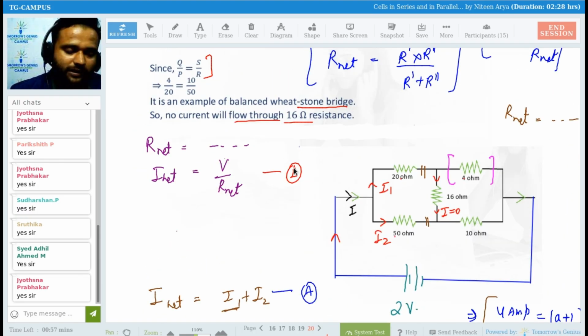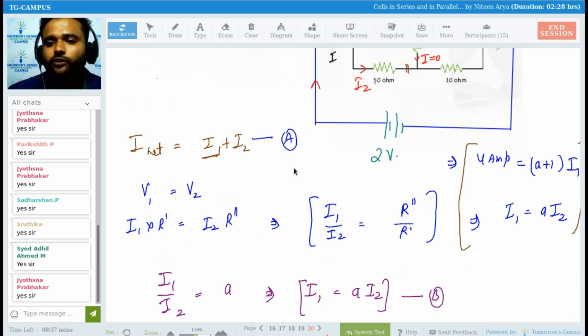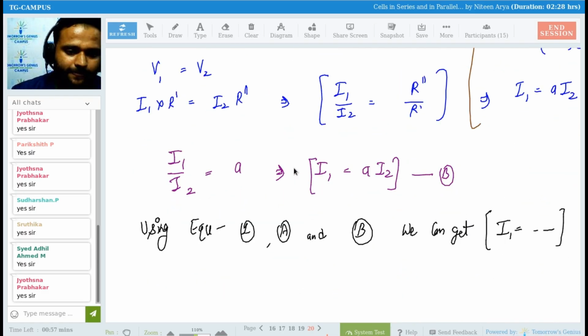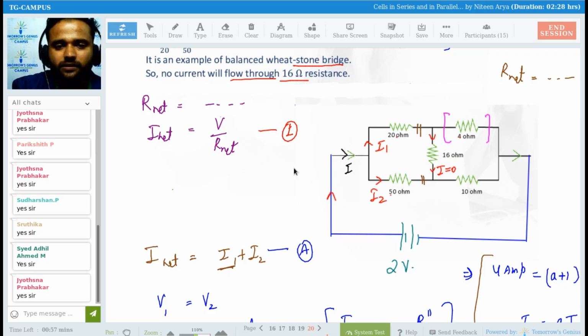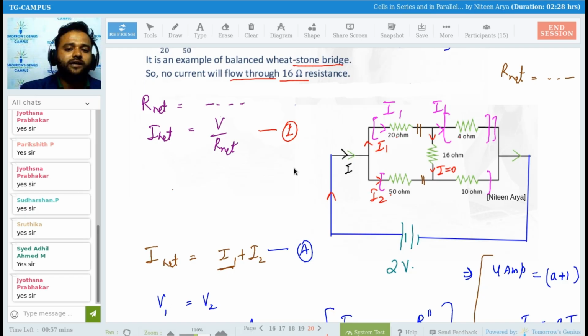And if in any case you find a question like this, obviously you need to do it this way. See, what I'm saying is the current here is going to be the same, I1 in both. Why so? Because both are in series, this one. Okay, and here we have I2. Why so? Because both are in series.